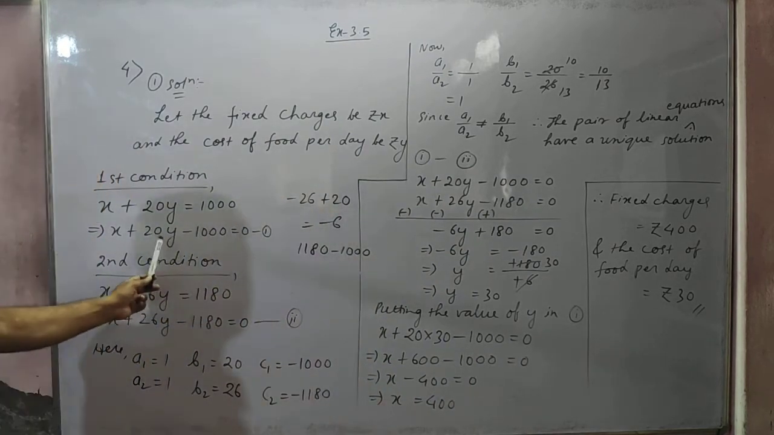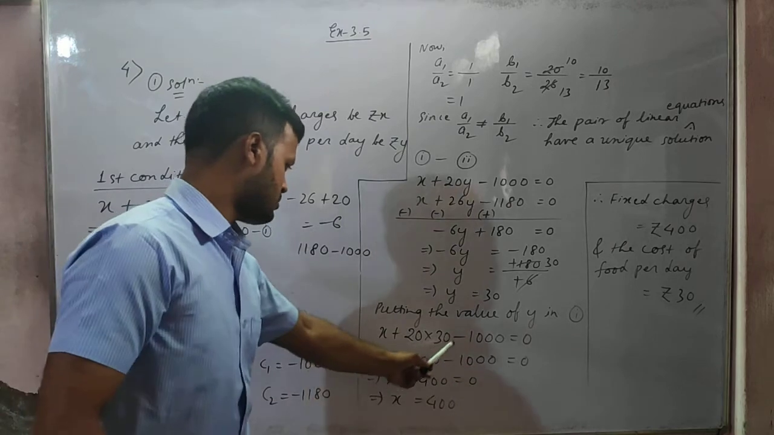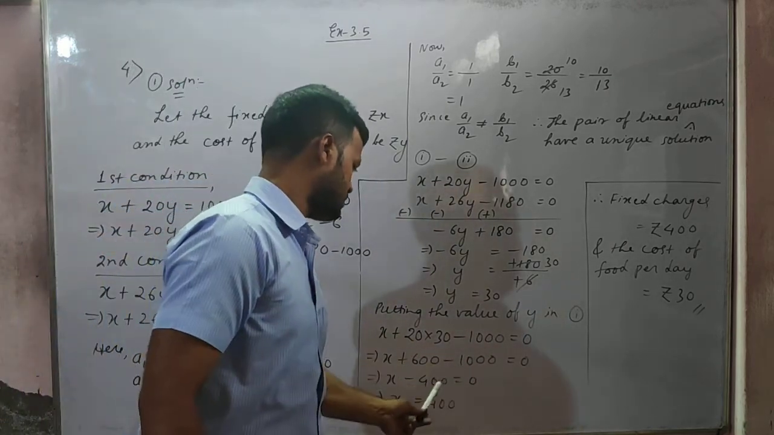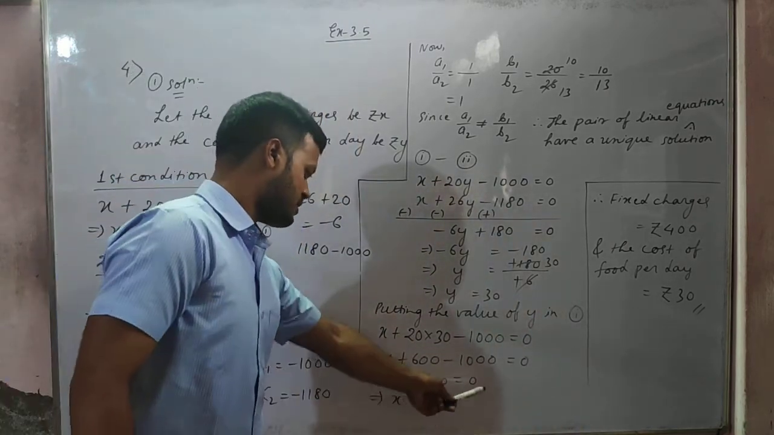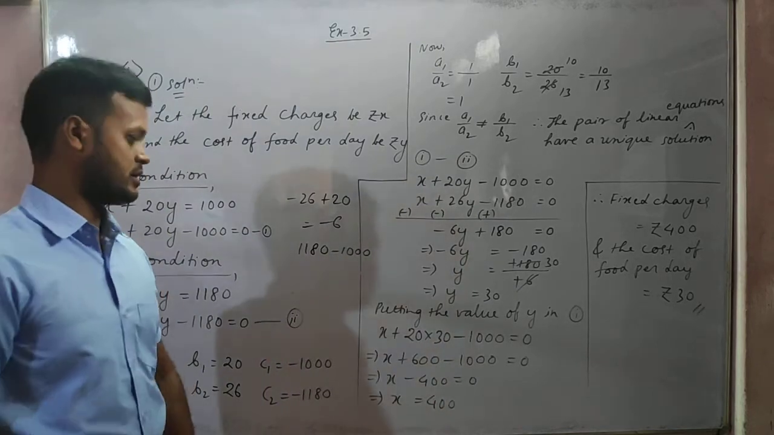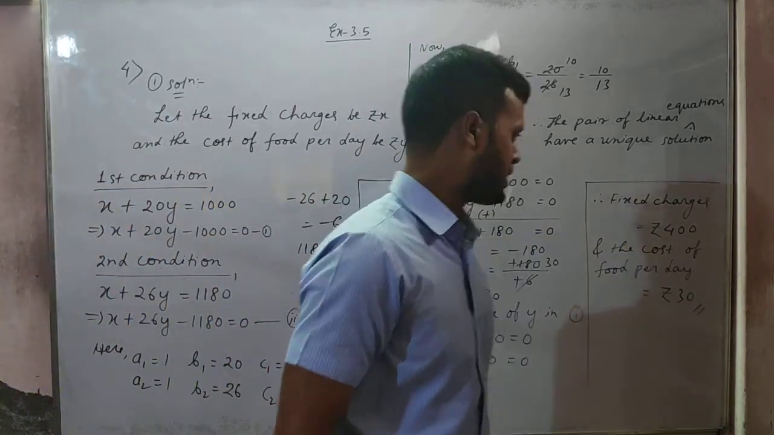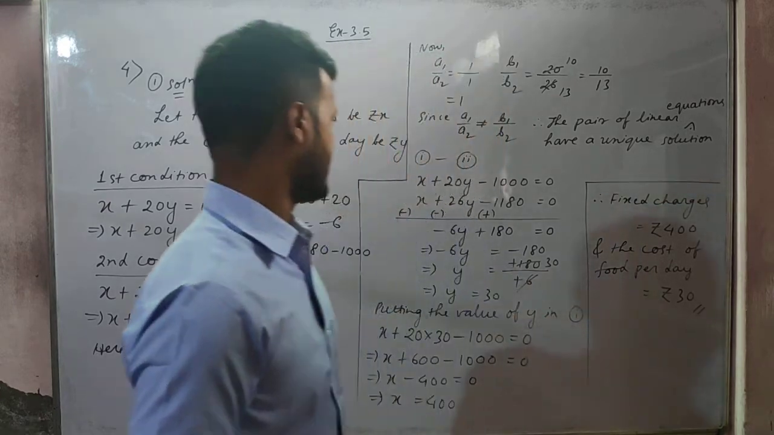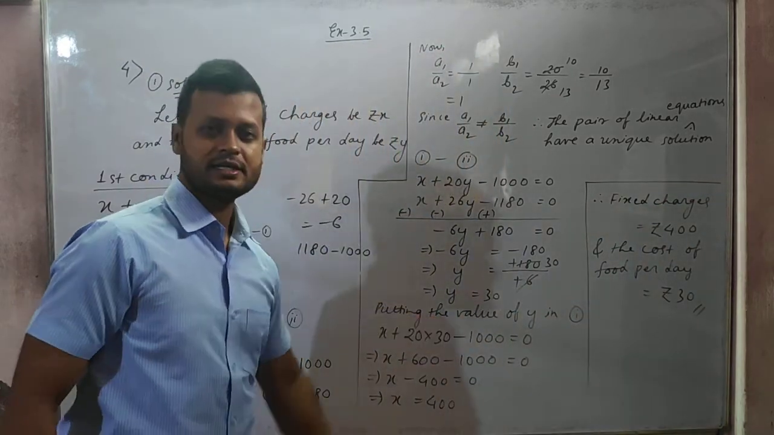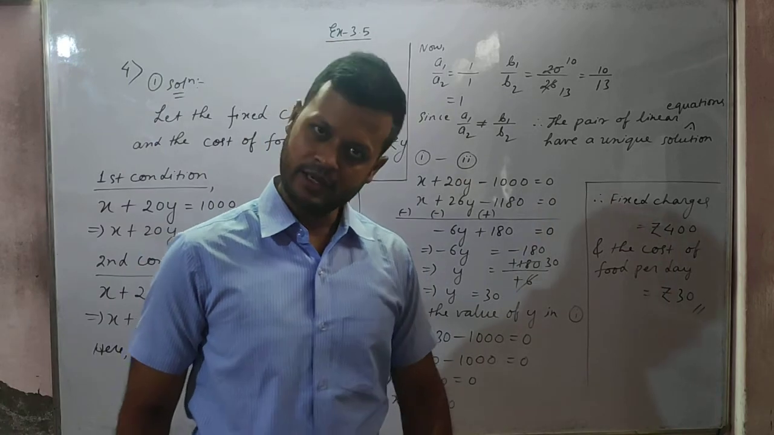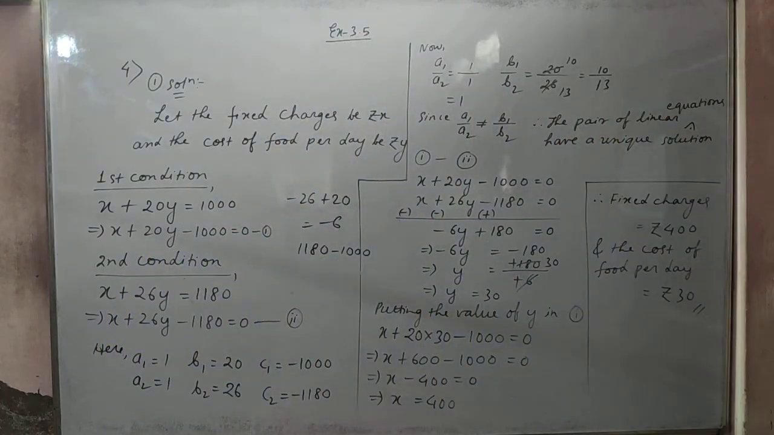In place of y, if you put 30, then it will become 20 times 30, that is 600. 600 minus 1000 is how much? Minus 400. Minus 400 you take to the right hand side, it will become plus 400. Therefore x is equal to 400. Therefore the fixed charge is how much? Rupees 400. And the cost of food per day is rupees 30. Is it okay?